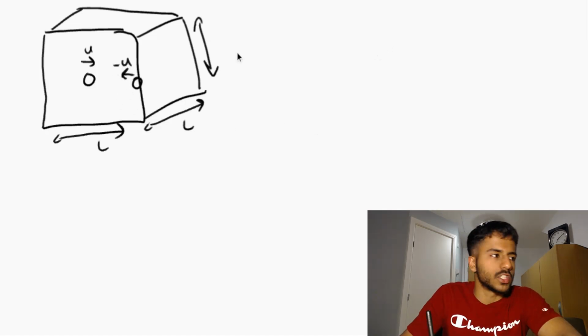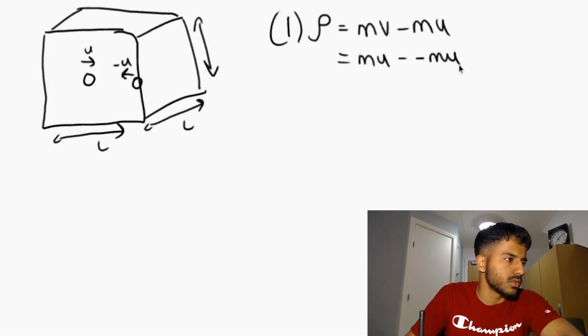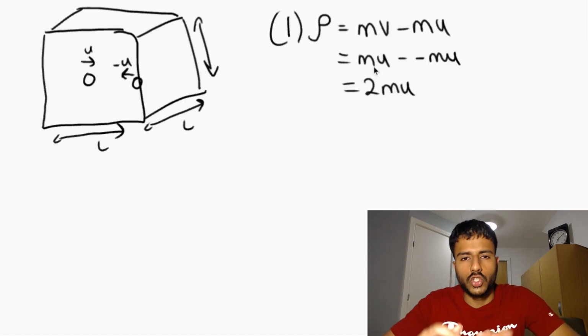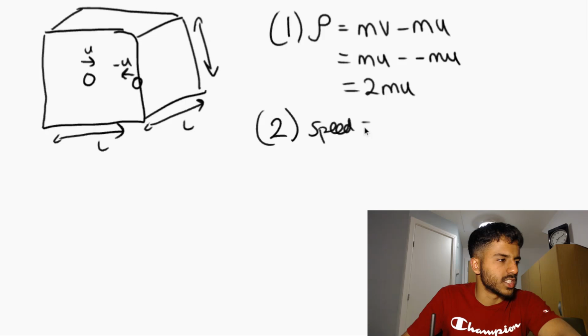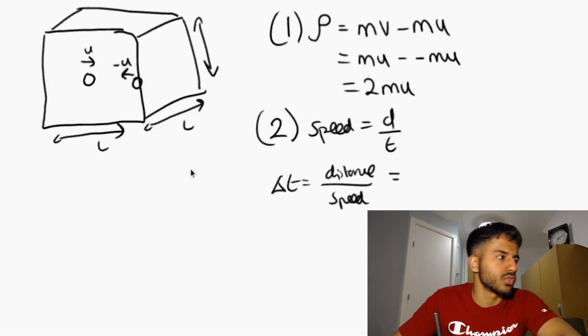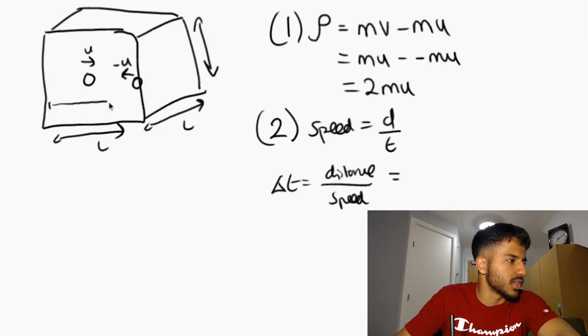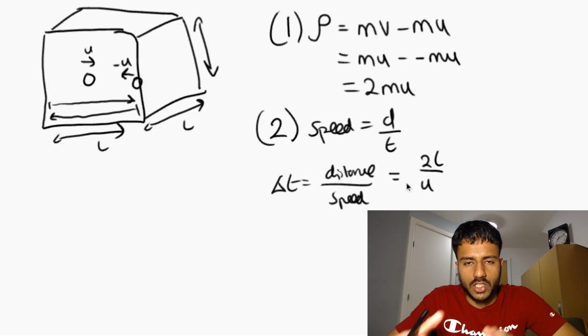The first part of the derivation is that the change in momentum is equal to mv minus mu, which is mu minus minus mu, which is therefore 2mu. So due to this collision, this particle has a change in momentum of 2mu. We know that speed is equal to distance over time, so the time should be equal to distance over speed. The particle travels from one end to the other and then back again, so it travels a distance of 2L, and its speed is u. So the time between each collision is 2L over u.